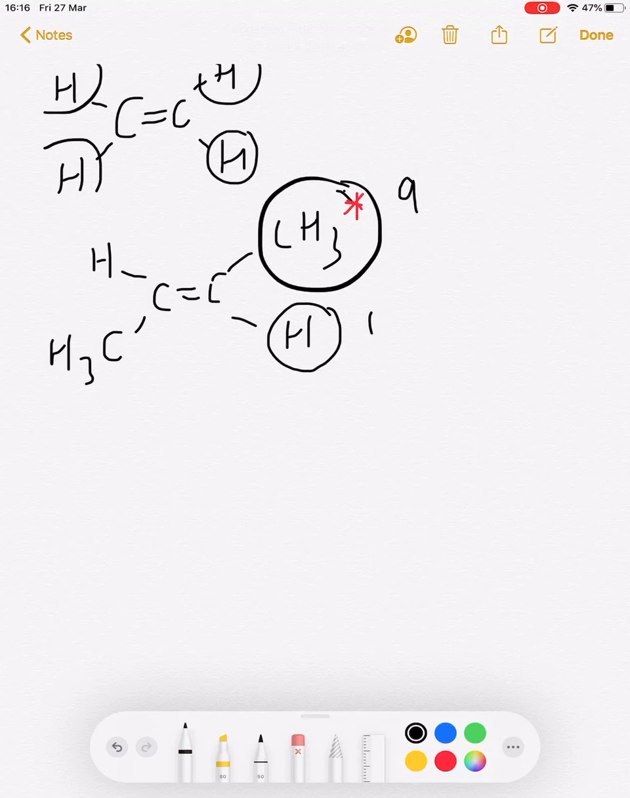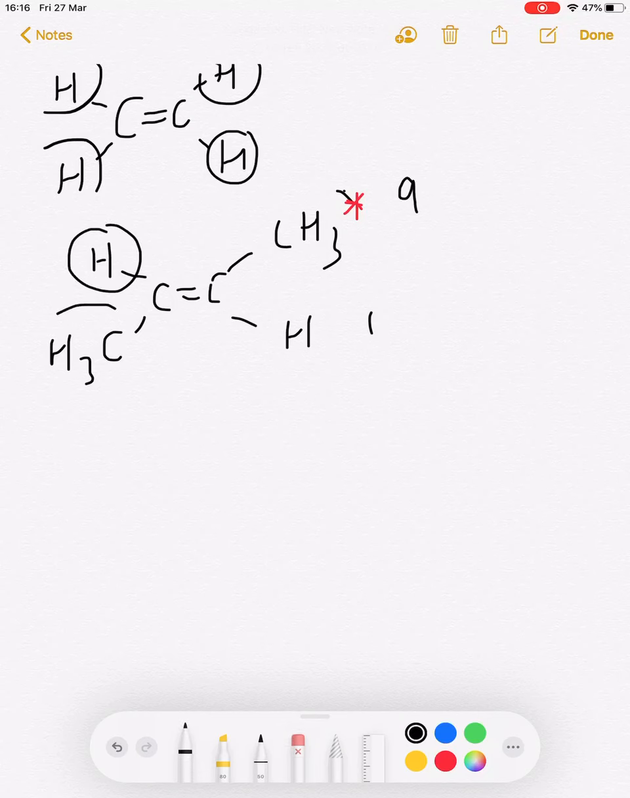If we now flick over and have a look at the other side, well, I've got a hydrogen again, and I've got another CH3. The total atomic number of this CH3 is 9. The total atomic number of this hydrogen is 1. As a result, the CH3 is once again the higher priority in comparison to the hydrogen.